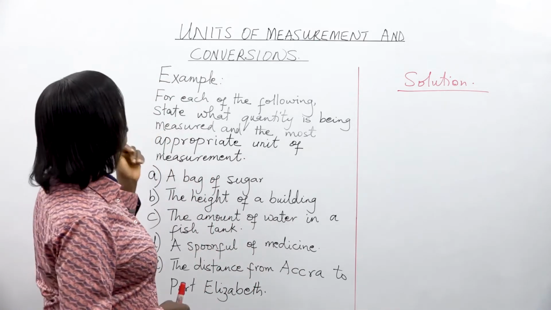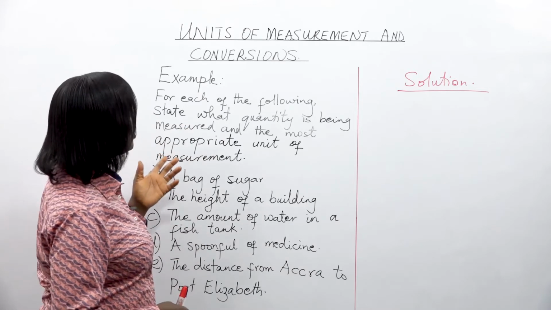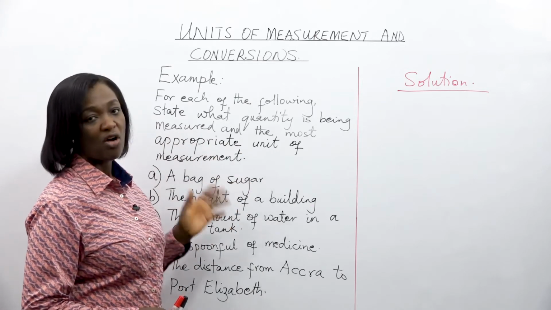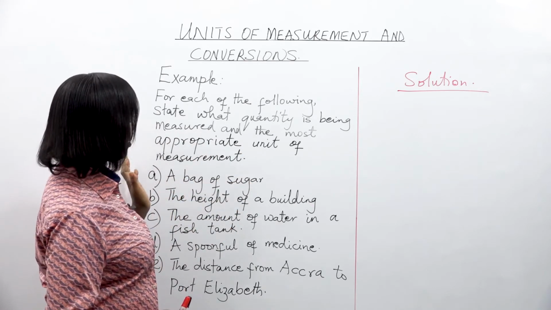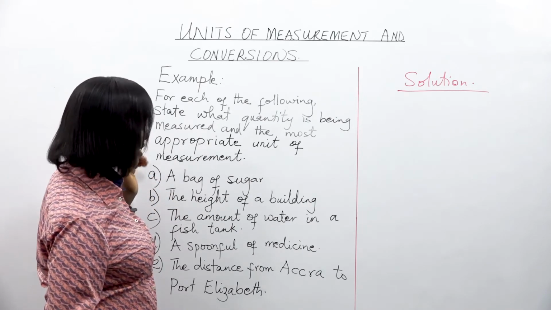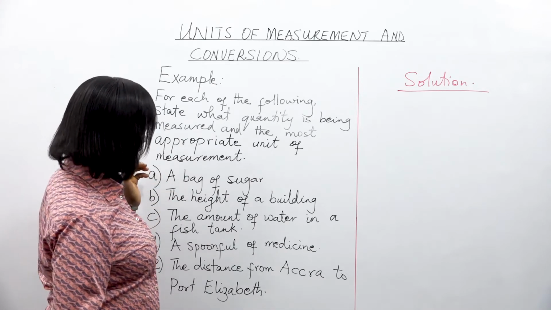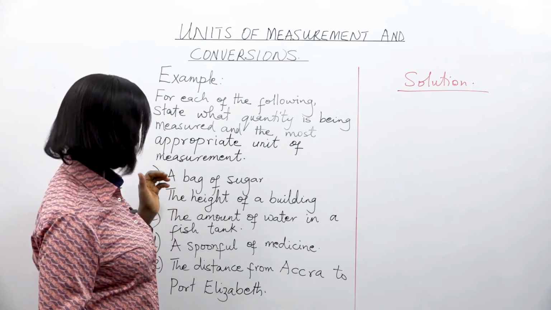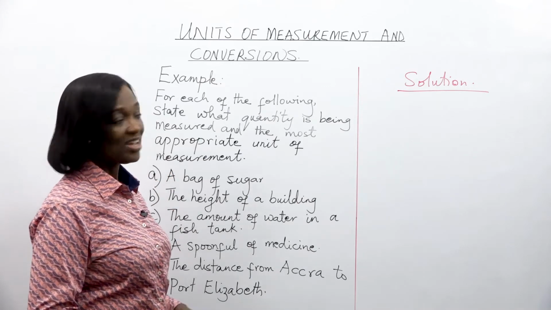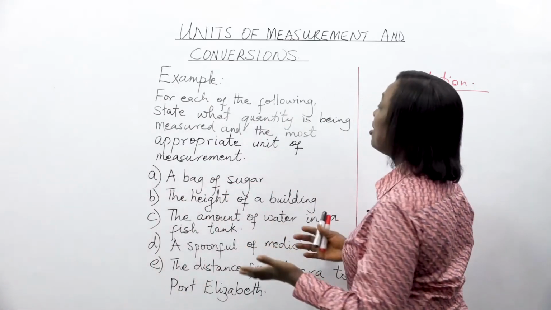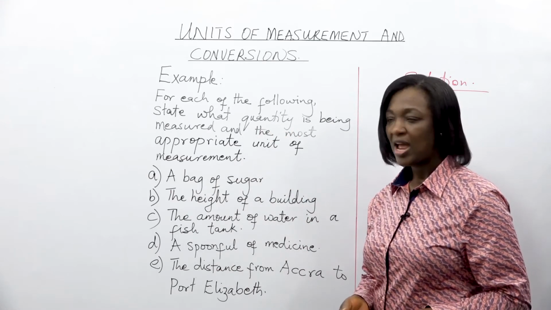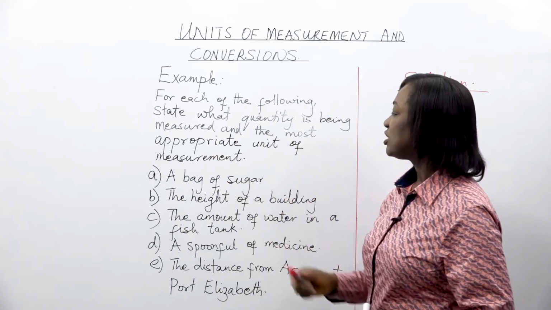Let's go. Example: for each of the following, state what quantity is being measured and the most appropriate unit of measurement. A bag of sugar, the height of a building, the amount of water in a fish tank, a spoonful of medicine, the distance from Accra to Port Elizabeth. This is real life. A bag of sugar. What exactly are we measuring? And what is the most appropriate unit of measurement?